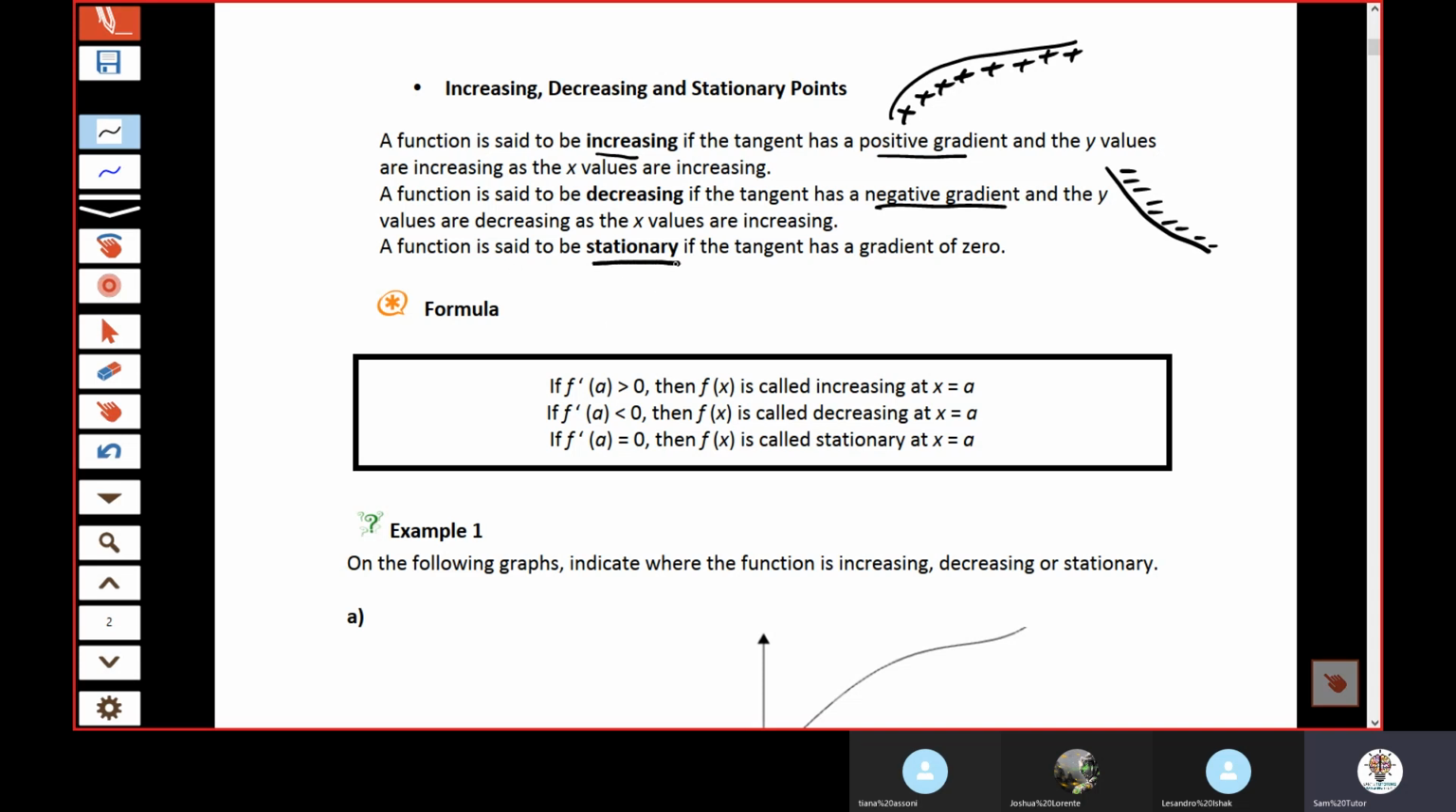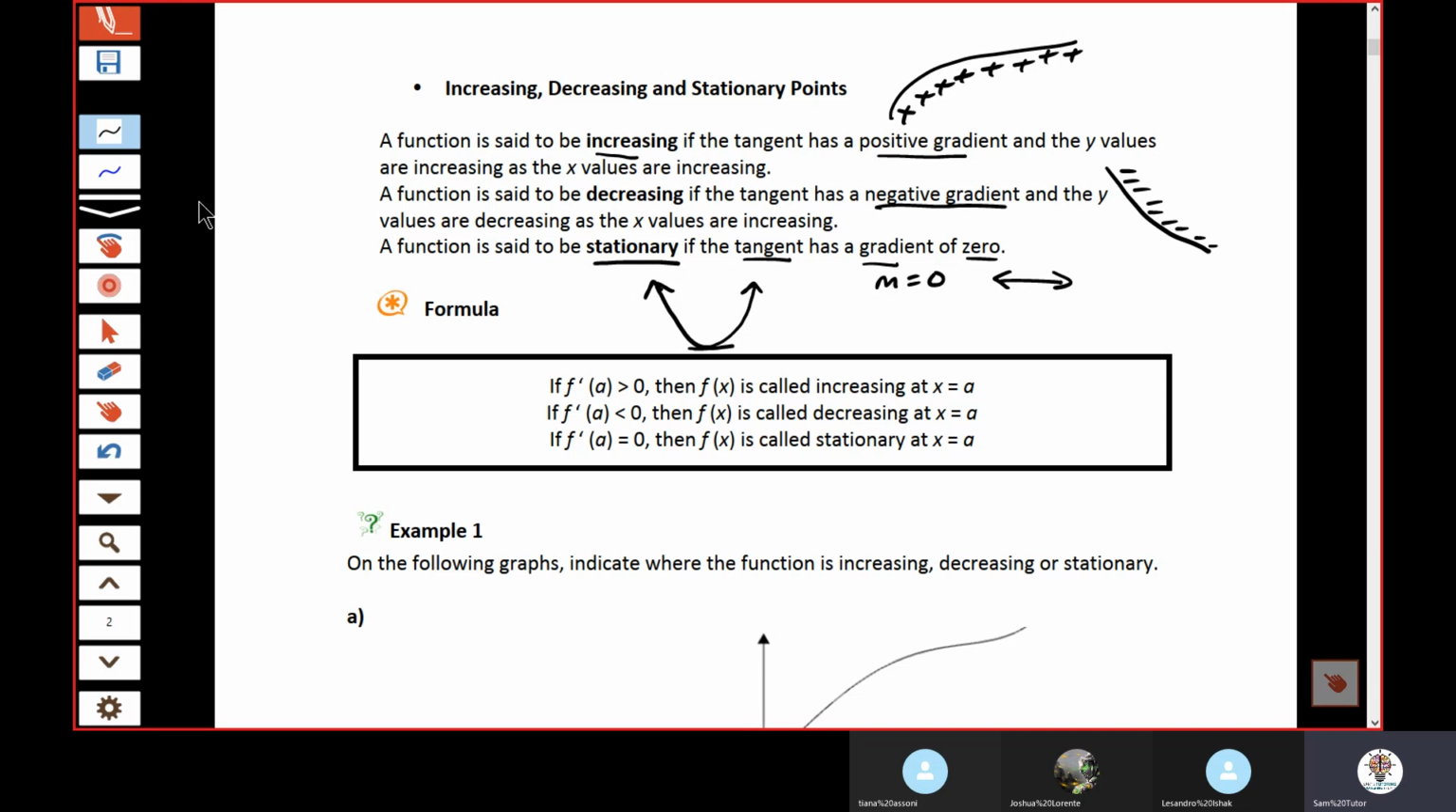A function is said to be stationary, which means it's not increasing nor decreasing, if the tangent has a gradient of 0. When did we have gradient equal to 0? When we had a flat line, right? When your line is flat, there's no gradient, the slope is 0. So in other words, right there. Your turning points are called stationary points. We don't call them turning points anymore because turning points are usually used for parabolas. Stationary points are used for every curve. But they're the same thing.